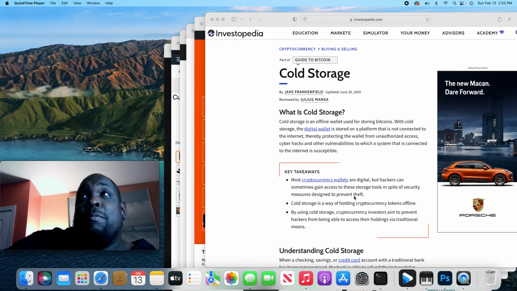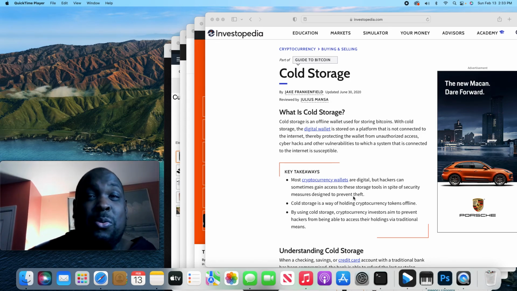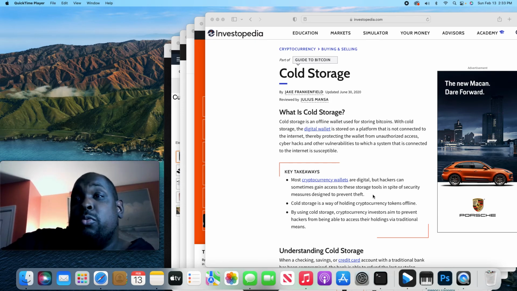In fact, the joke I heard was the only way a cold storage wallet can be hacked is with what's called a $5 wrench hack. You go to the store, spend $5, and you just bash them in the head, steal their wallet, and take it. But even these cold wallets have recovery phrases, just like hot wallets.